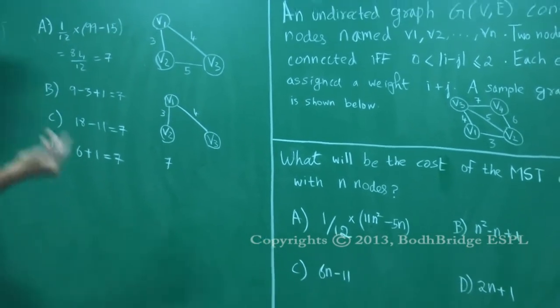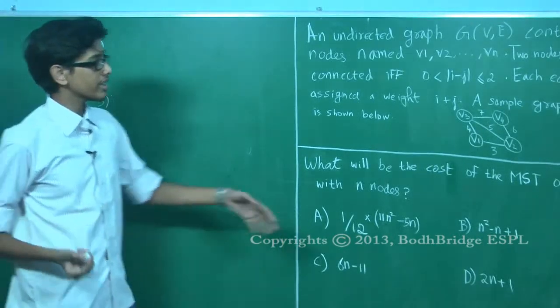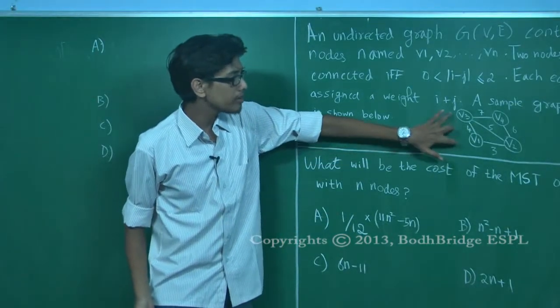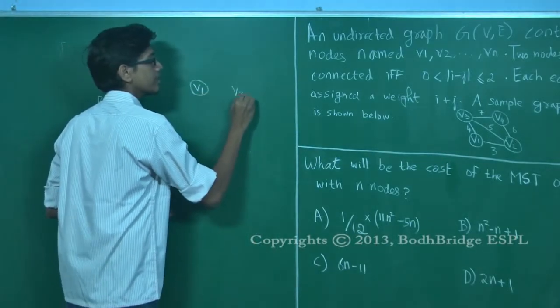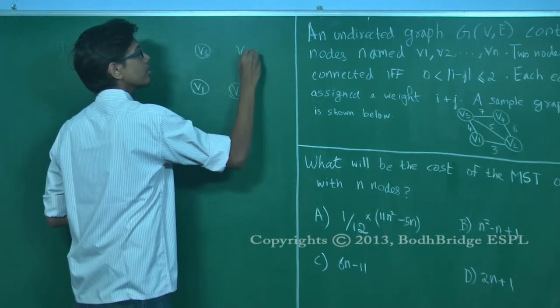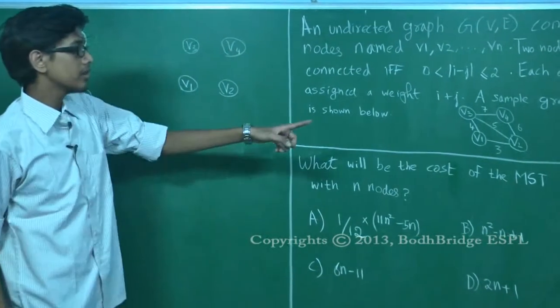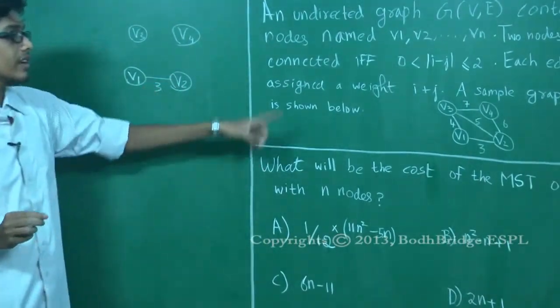So we have to increase n by 1 and check. So for n equal to 4, the graph is this. So we need to form the minimum spanning tree of this graph. To do that, we take V1, V2, V3, V4. Now we put the minimum edge first, so it's 3. Then we add 4.